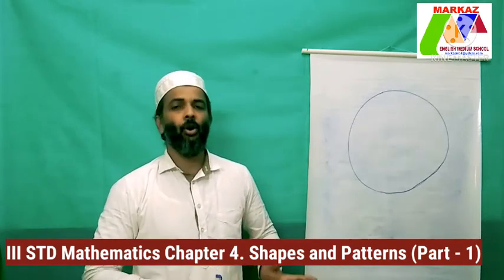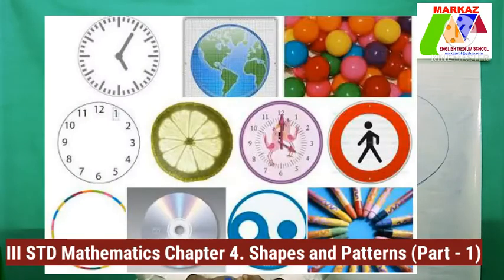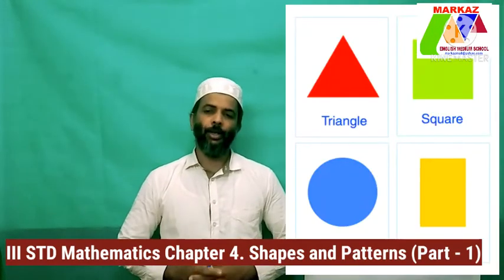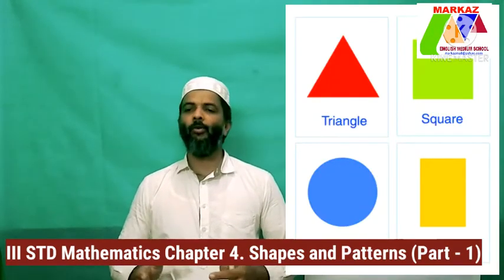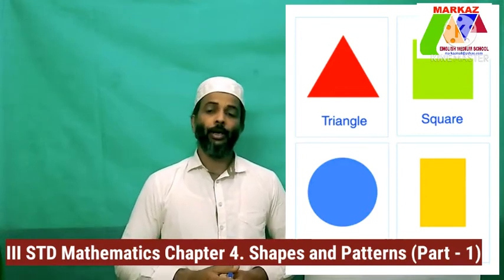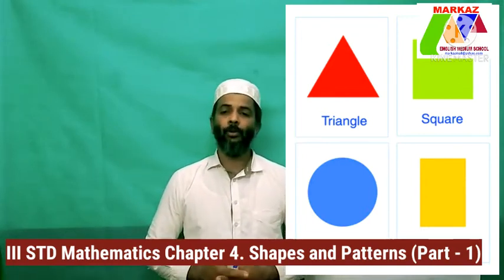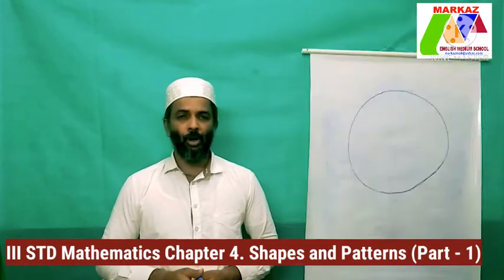Now the next one is circle. It is round in shape. It has no sides and no corners. Okay, let me show you a few examples of circle. These are also circular in shape. All of you clear? So these are all different 2D shapes which we have learned today. Okay students, so I hope 2D shapes are clear to you now.